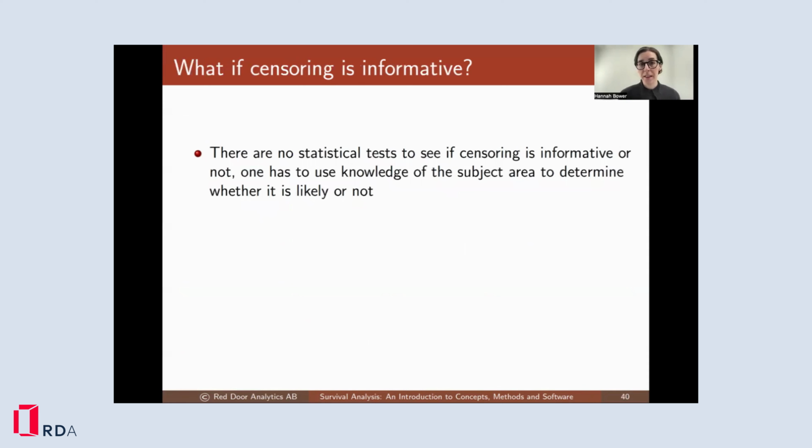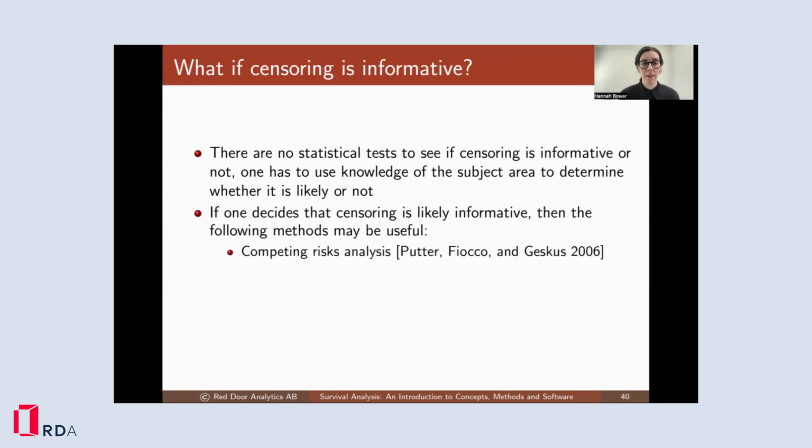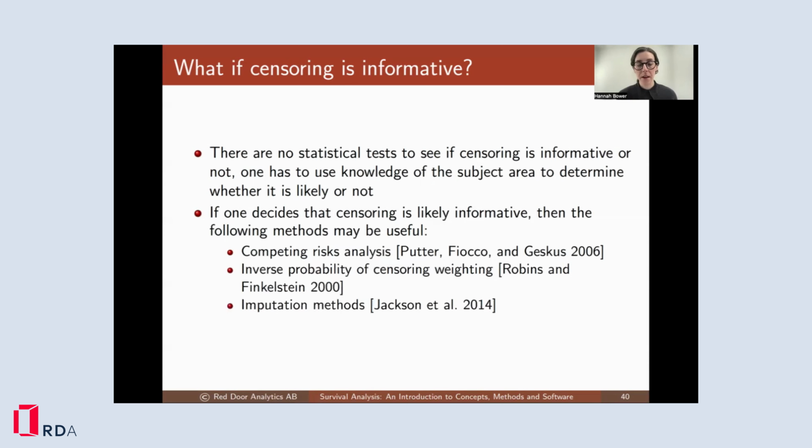So what do we do if we think that censoring is informative? Well, there are no statistical tests to see whether censoring is informative or not. You have to use the knowledge of the subject area to determine whether it is likely or not. If you do decide that censoring is likely to be informative, then the following methods could be useful. You could look into competing risks analysis, inverse probability of censoring weightings, or imputation methods. There's some references here if you'd like to read more about them. These are more advanced topics, so we won't be covering them in this course.